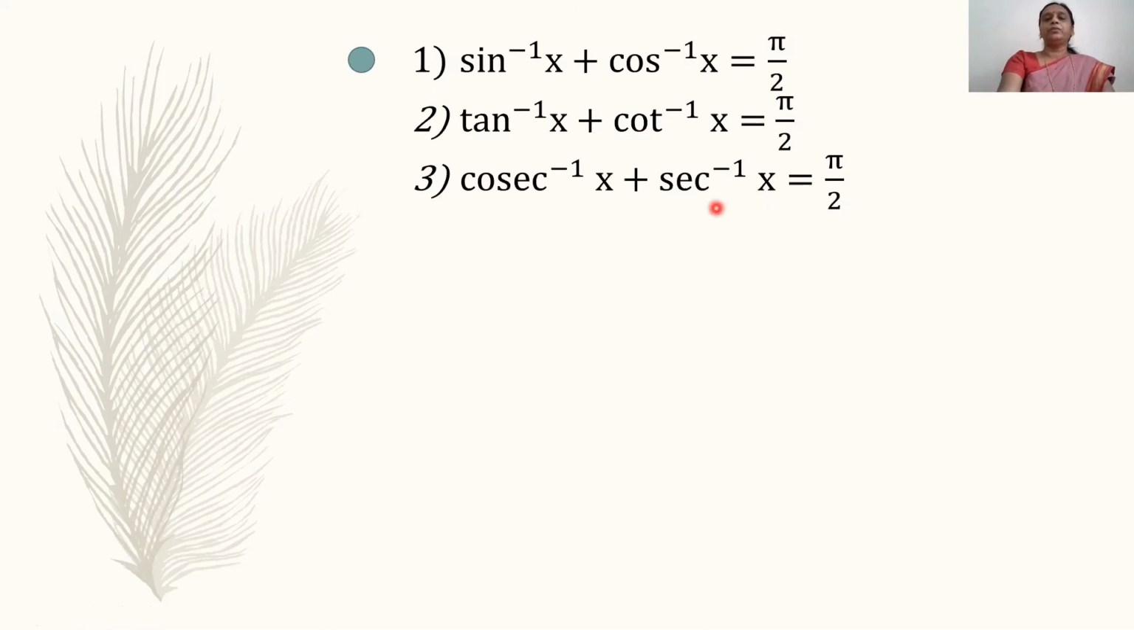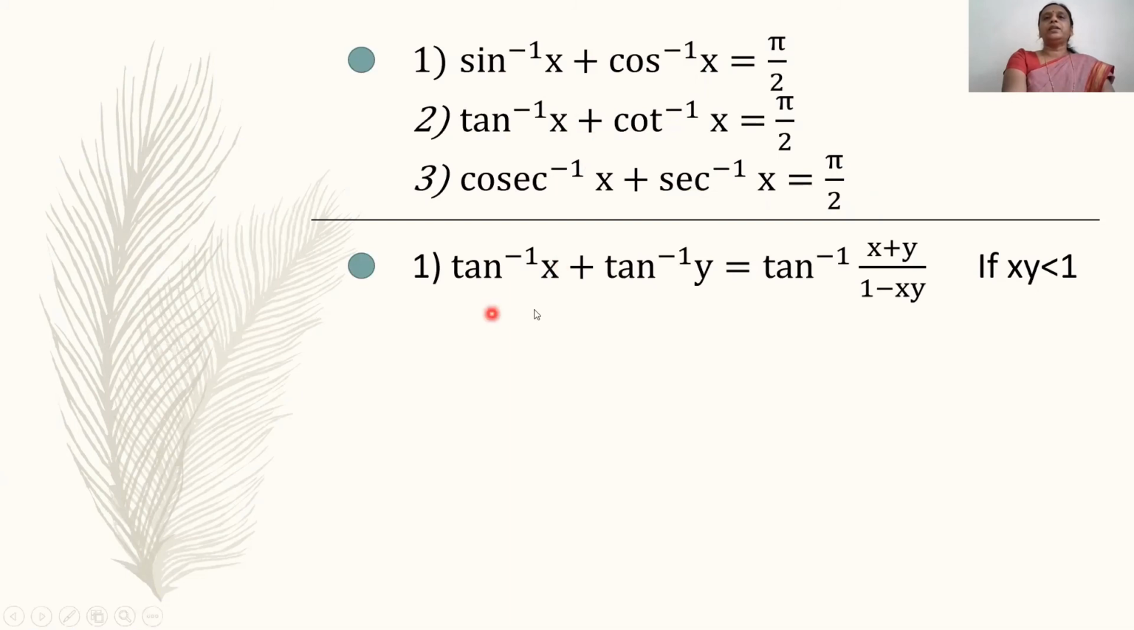Okay, you write down this. You remember the first property, and similarly you can derive these two. Only see the combination: sine comes with cos, tan comes with cot, and cosec comes with sec. Okay, then we will see the next property.